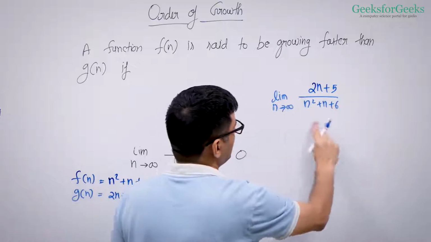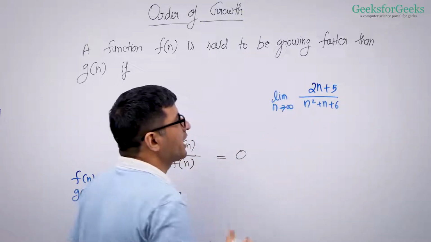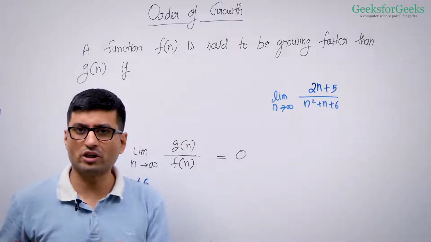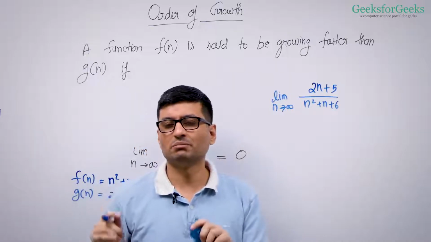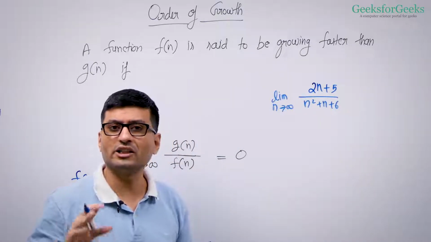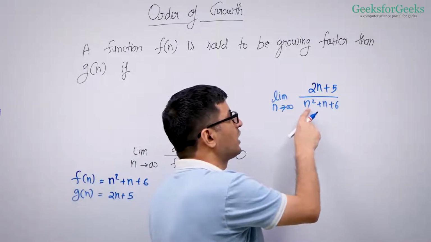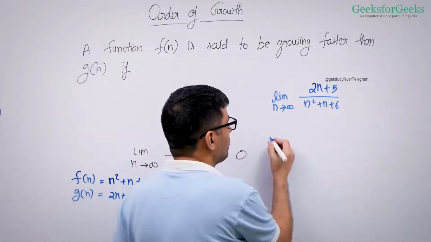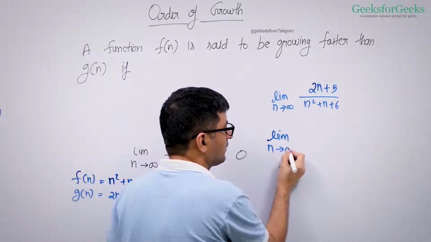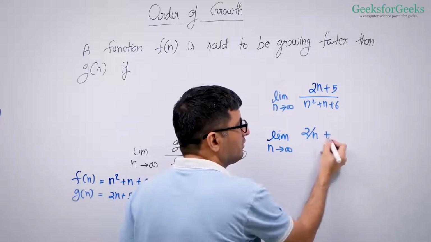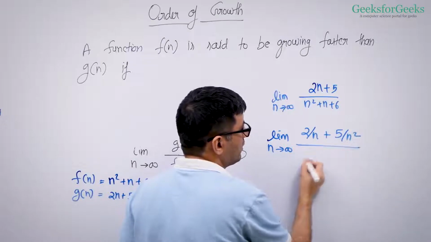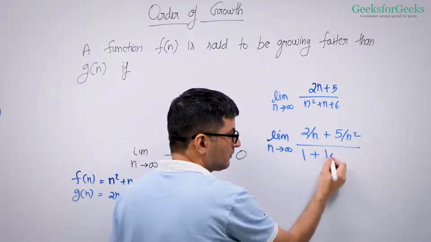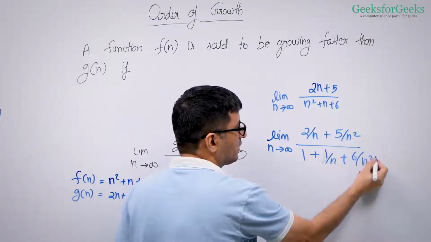So let's talk about this expression's value. The simple idea to compare order of growth of two functions and get the value of this: take the highest order term and divide both numerator and denominator by it. The highest growing term is n square. So we divide both numerator and denominator by n square, and what do we get? 2 divided by n plus 5 divided by n square, divided by 1 plus 1 by n plus 6 by n square.